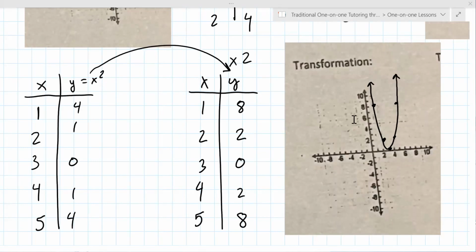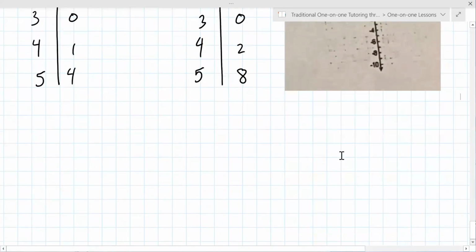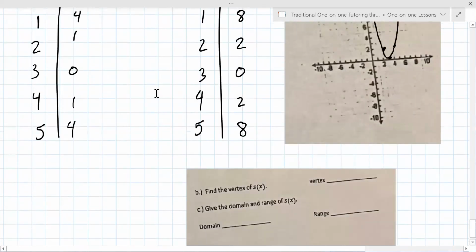So let me know when you get this down and we'll do the vertex and the domain and range. All right, I got it down. So the vertex is always that middle point on our table, the 3, 0 point. And you can actually see it right there too.